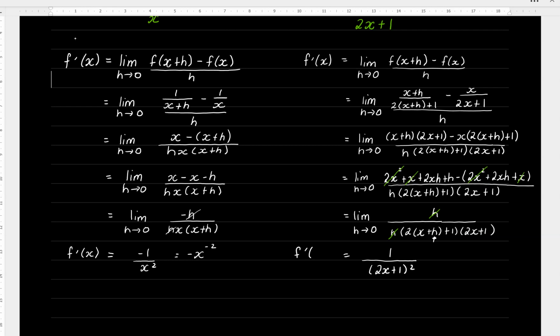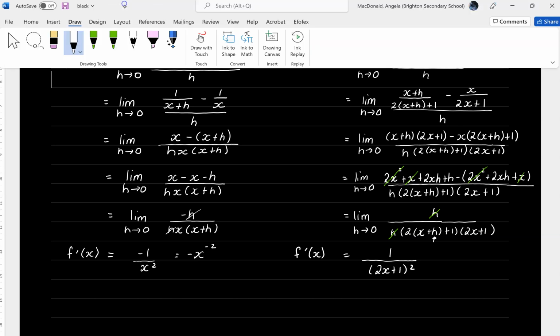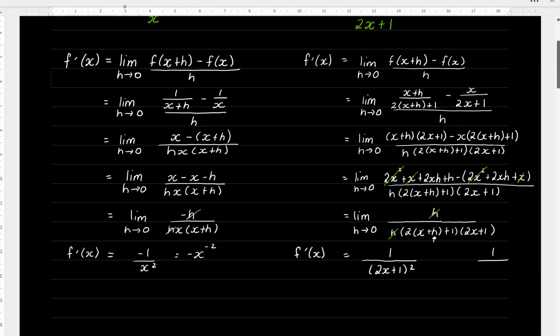Right, that's my f dashed of x. So just in case you couldn't see that, we'll just do it to the side so then I can erase it. We've got 1 on top. I've got 2x, but my h is 0. So that's 0 plus I've got the plus 1. So that's why that becomes 2x plus 1. And then I've got another 2x plus 1 there. So 2x plus 1 times 2x plus 1 gives me my 2x plus 1 all squared. And there she blows. That's how we get our first principles.